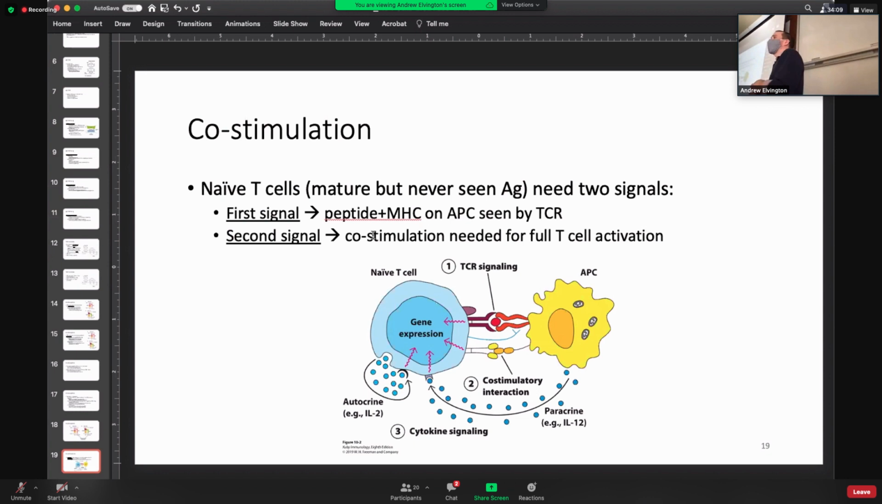Now, we also need co-stimulation. So we need to see antigen, we can enhance that with our co-receptors, and then we need to make sure to get full, complete T cell activation that all of the rest of the message is strong. And so we're going to take naive T cells, which means they are ready to be activated, but they've never seen antigen before. They know what to do, they've just never done it. The first signal that this naive T cell needs is to see the peptide and the MHC. So we need T cell receptor engagement.